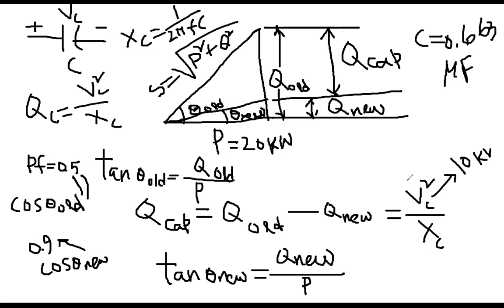And then VC was 10 kV. Remember, it was 10 kV, not 10 volt. And the next is 1 over 2 pi FC. And F was given as 60 hertz. F value was 60 hertz.